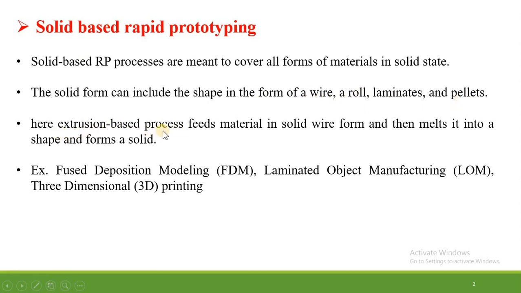Here extrusion based process feeds the material in a solid wire form and then melts it. So here we are using the extrusion based process where the solid wire is heated and first of all melted. This melted material is placed using a layer by layer technique and finally that material gets into the form of solid. So here solid material is melted and converted into a 3D object.